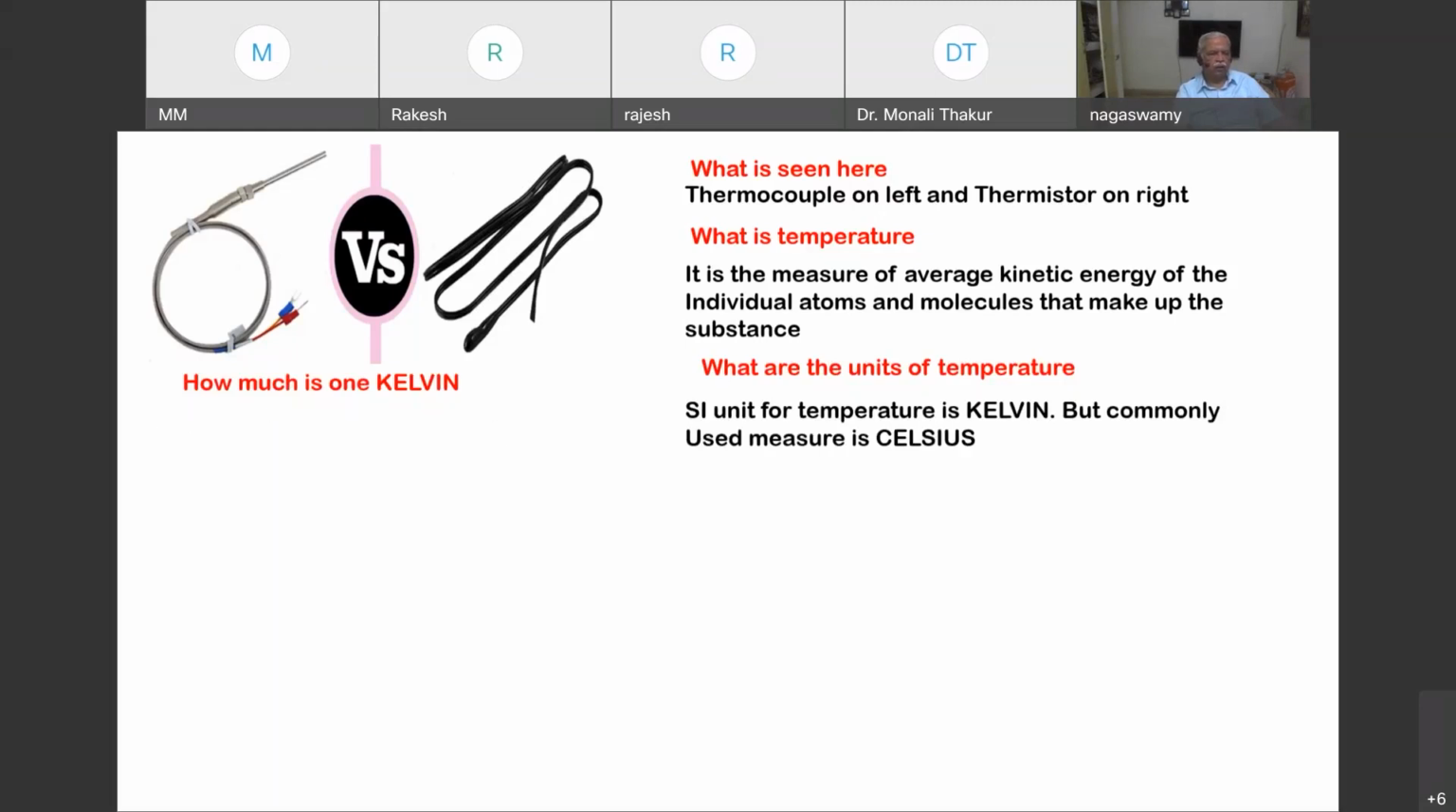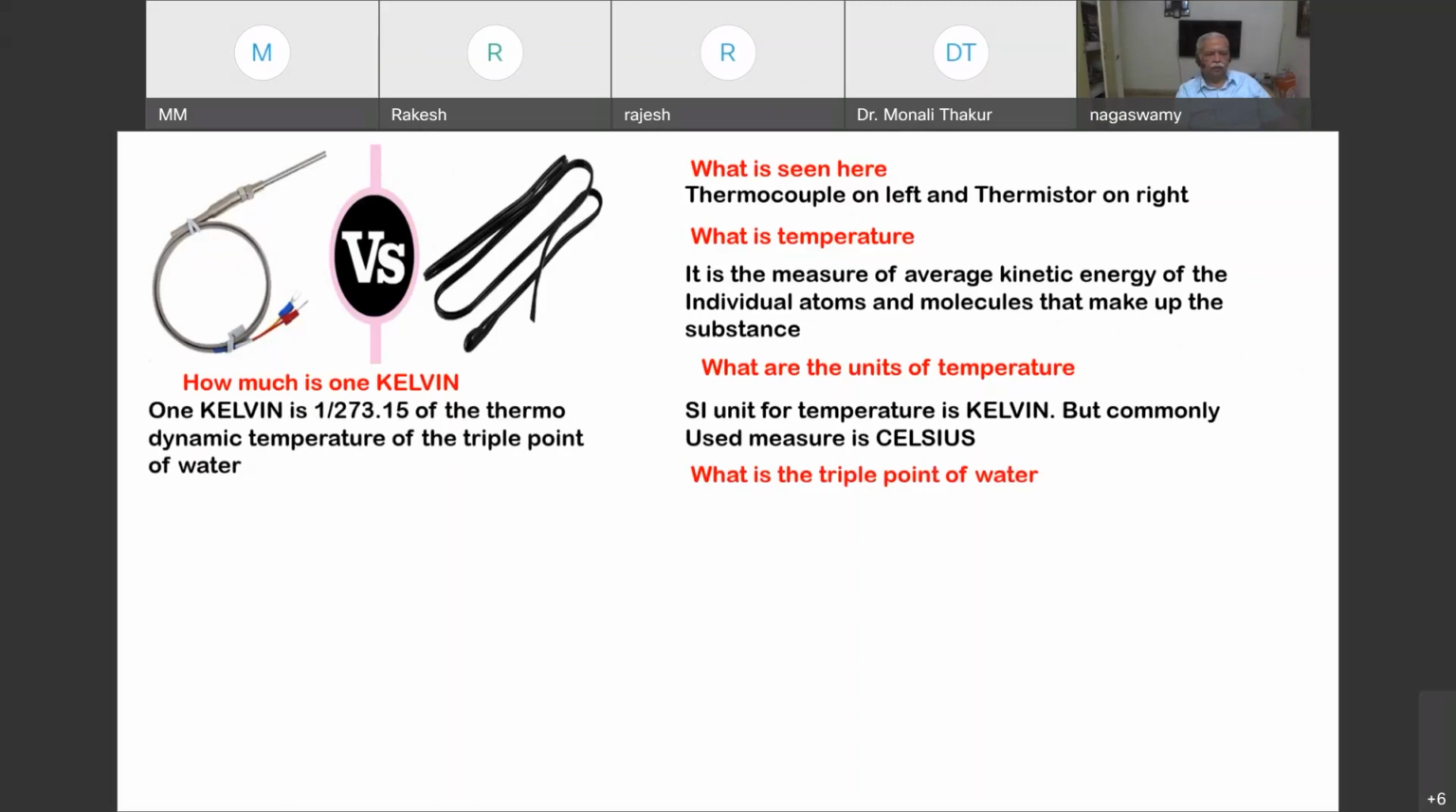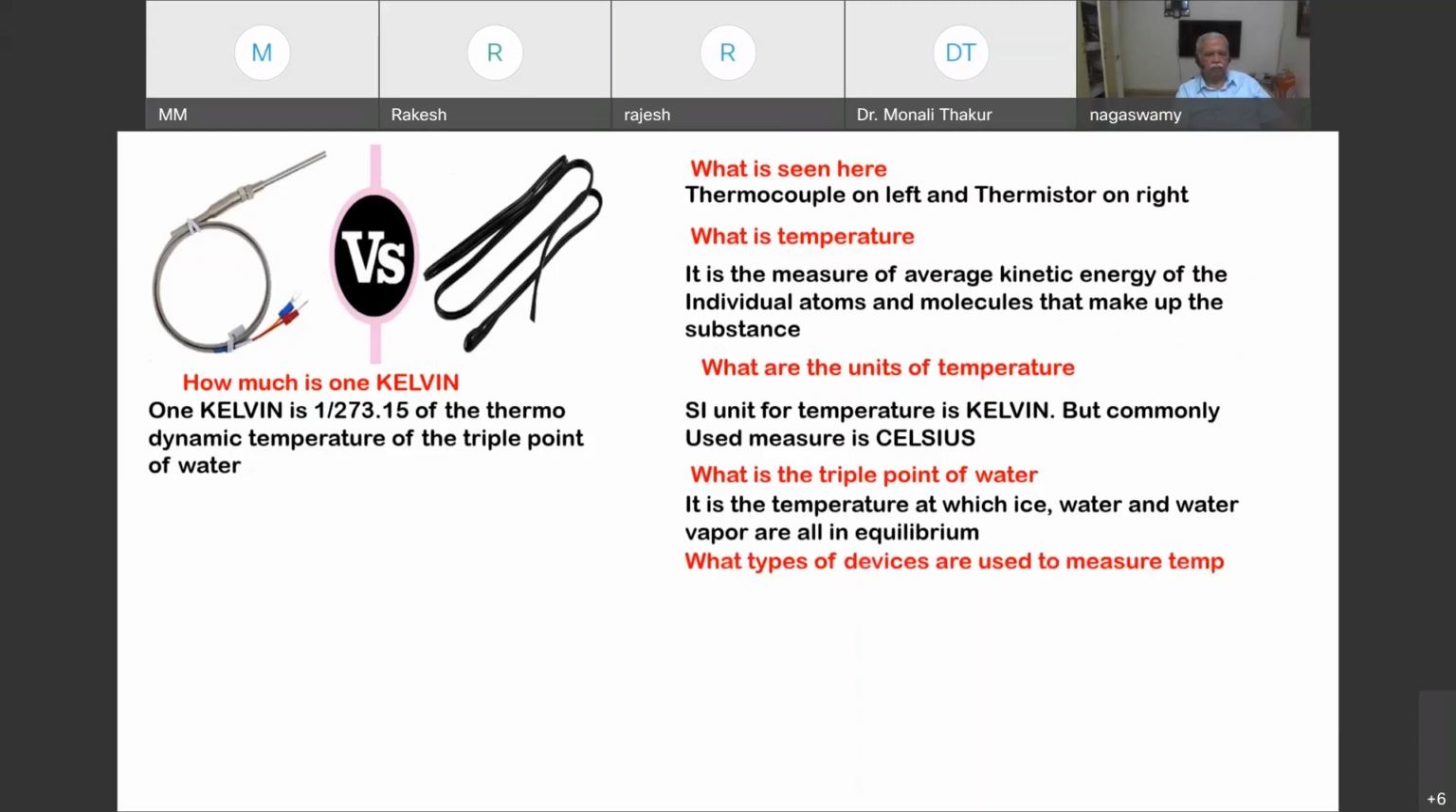So how much is 1 Kelvin? Again, that is another question that you will be asked. The definition of Kelvin is 1/273.15 of the thermodynamic temperature of the triple point of water. What do you mean by the triple point of water? It exists in all 3 states. It is the temperature at which ice, water and water vapor are all in equilibrium. That is the temperature called the triple point.